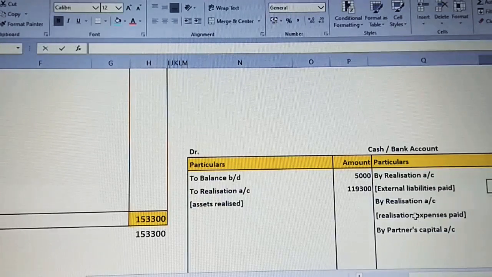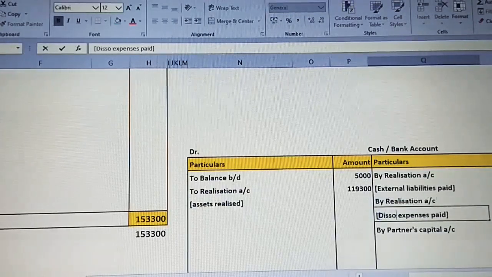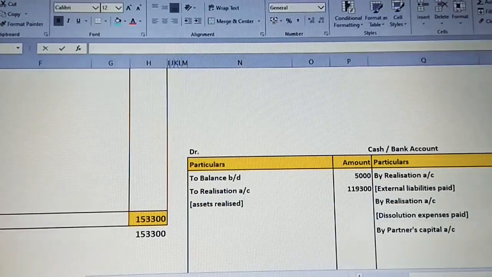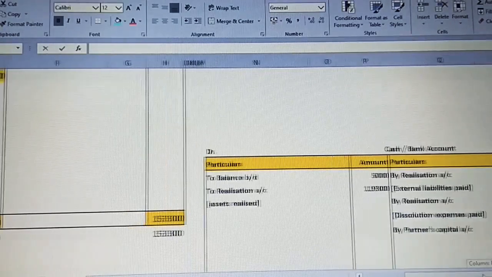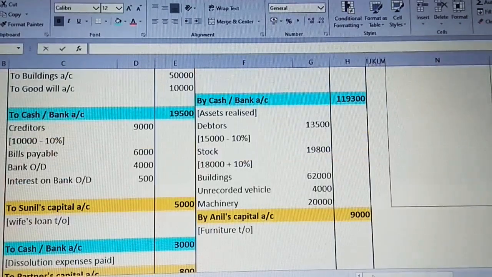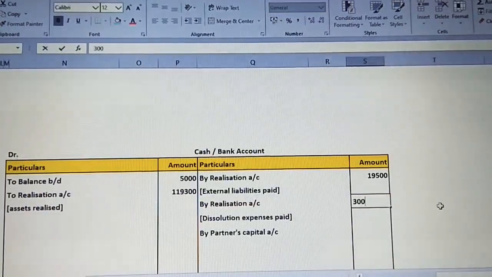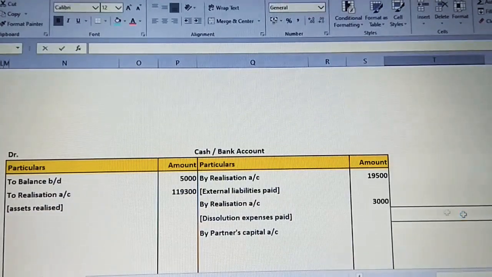Next, apart from that, we have dissolution expenses paid. So each time this will be changing. Sometimes it will be given as realization, sometimes as dissolution. So you have to mention that in the narration, that is in the bracket. So that's the dissolution expenses. Next, 3,000. So here we have 3,000. Okay, we have done this.